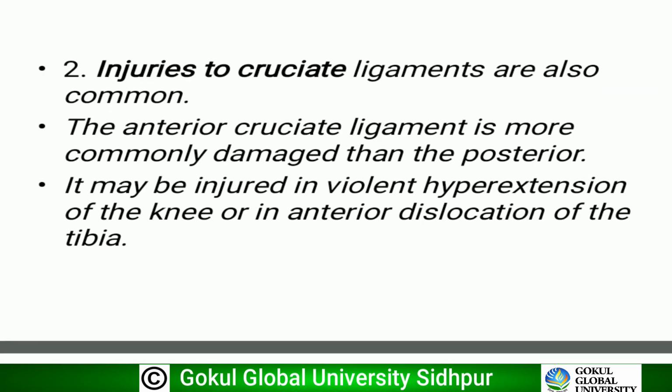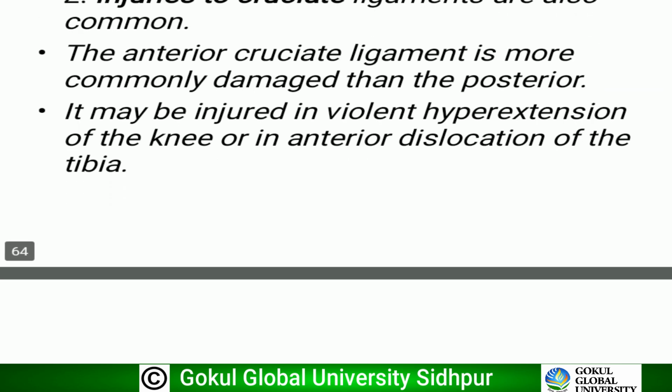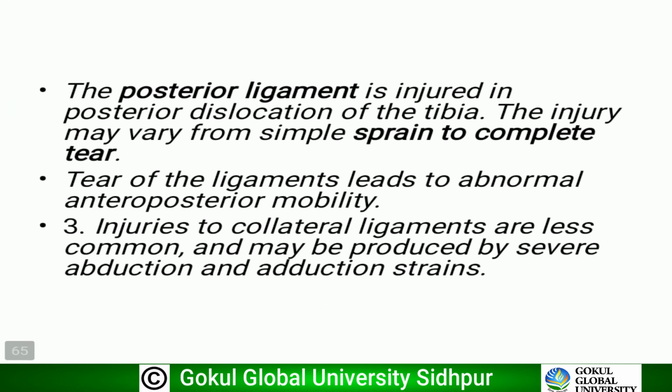Injuries to cruciate ligaments are also common. The anterior cruciate ligament is more commonly damaged than the posterior. It may be injured in violent hyperextension of the knee joint, in anterior dislocation of the tibia. The posterior ligament is injured in posterior dislocation of the tibia. The injury may vary from simple sprain to complete tear. Tear of the ligament leads to abnormal anteroposterior mobility. Injuries to collateral ligaments are less common, and may be produced by severe abduction and adduction strains.